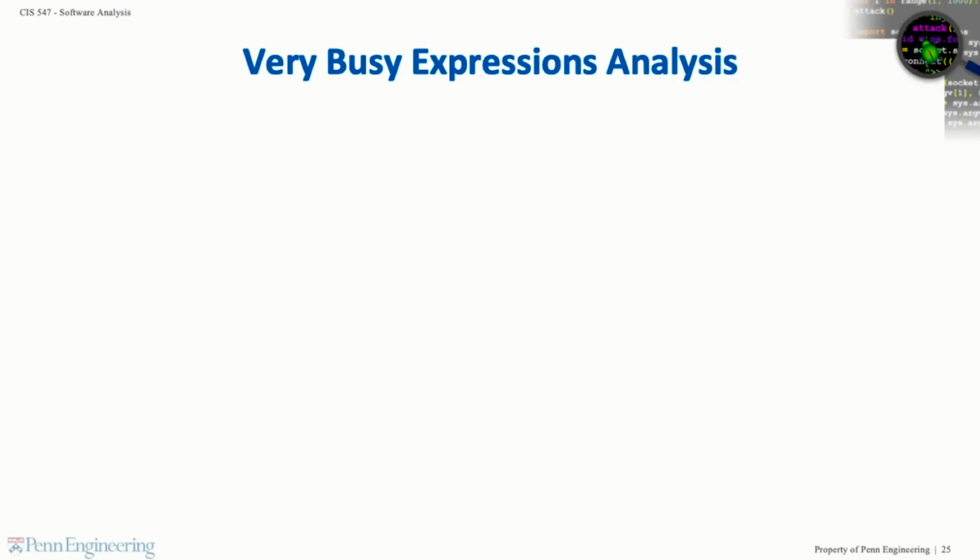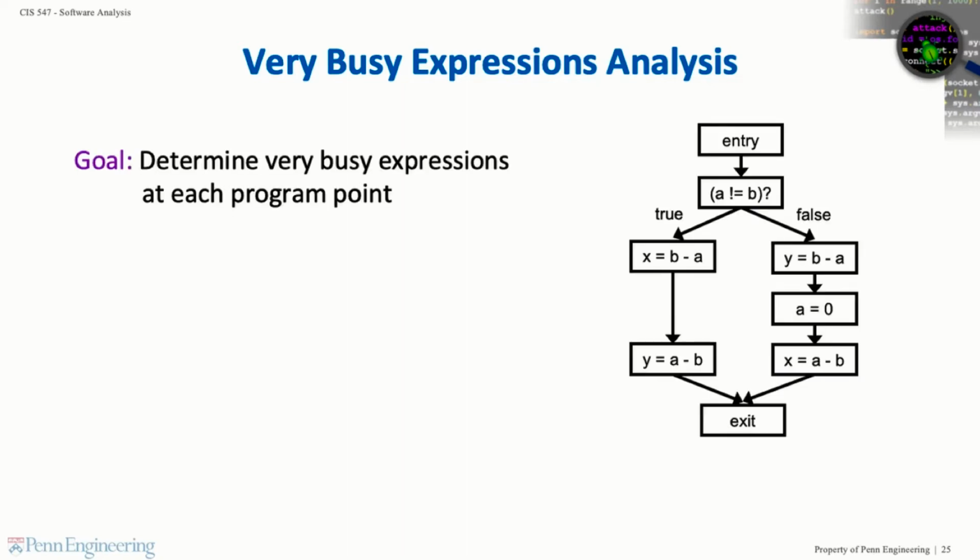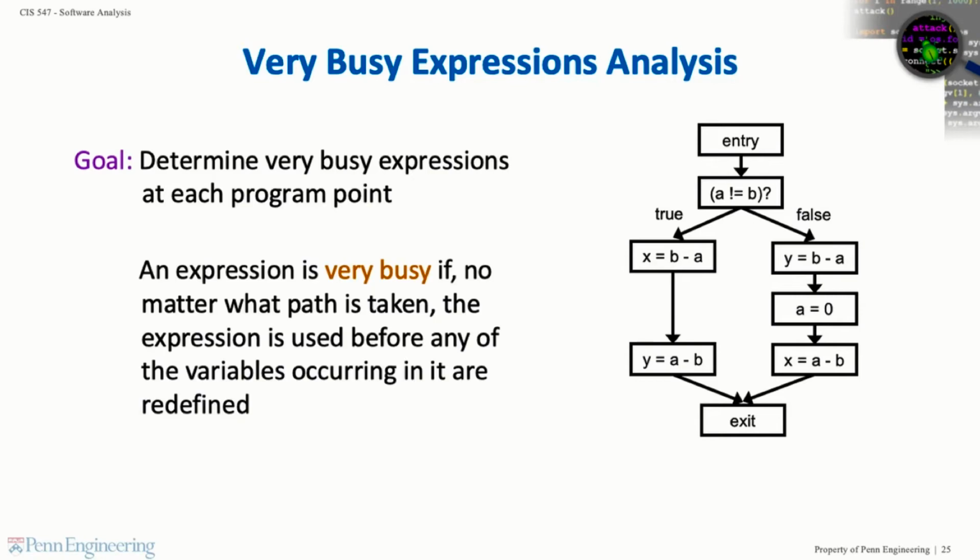Now let's move on to the second of the 4 classical data flow analyses. This one is called very busy expressions analysis. We will present this analysis by following a recipe similar to the one we used to present reaching definitions analysis. The goal of very busy expressions analysis is to compute expressions that are very busy at each program point. An expression is very busy if, no matter what path is taken, the expression is always used before any of the variables occurring in it are redefined.